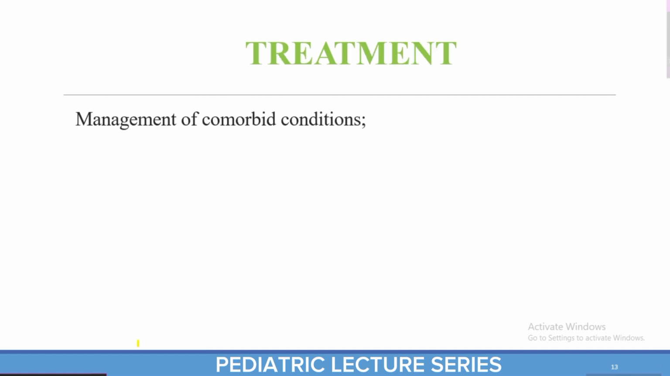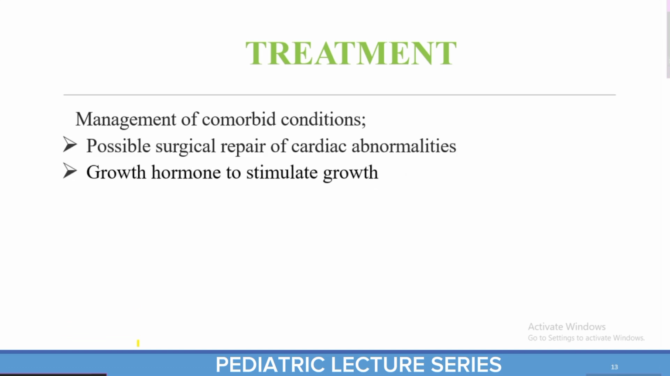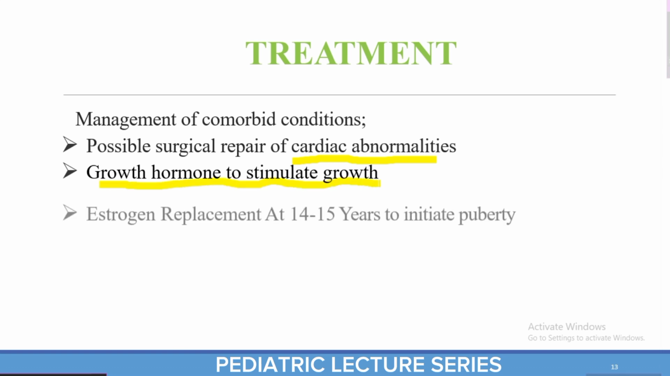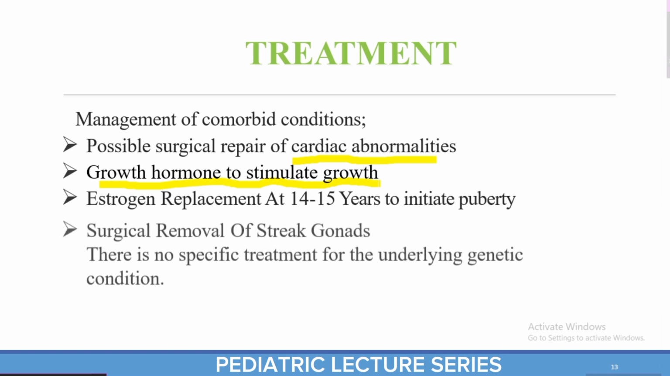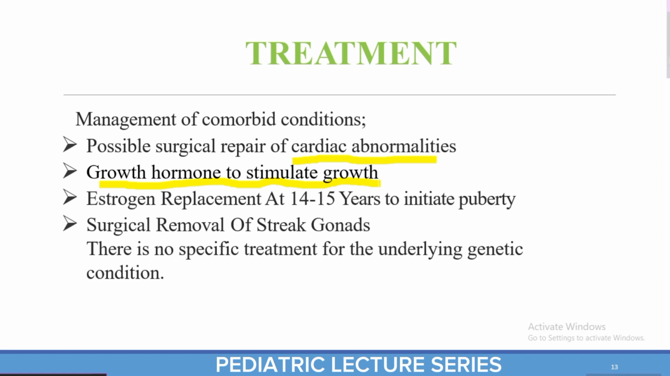And then how would you treat this patient? You are not going to correct the genetic defect in these individuals, but rather you're going to manage the comorbidities. For example, you can do a surgery to correct the defect in the heart. Therefore, you can do possible surgical repair of the cardiac abnormalities. You can give growth hormones to stimulate growth. And then you can also give estrogen replacement therapy such that you can initiate puberty in these individuals, and surgical removal of the streak gonads.